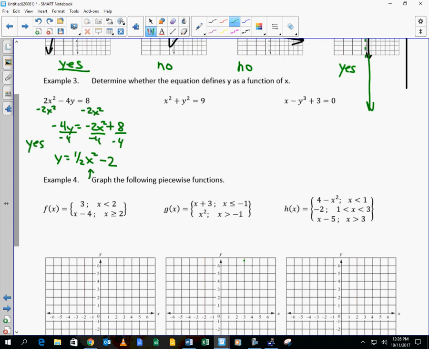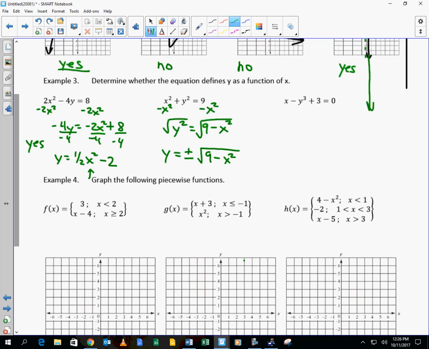Whereas in this one, if we subtract x squared, you get y squared is equal to 9 minus x squared. And we square root both sides. Notice when you take the square root of y squared, you must list both the positive and the negative solutions. So what that means is if you plug in something for x, suppose you plug in 0, 9 minus 0 is 9. The square root of 9 is 3. But this says you're going to list positive 3 and negative 3.